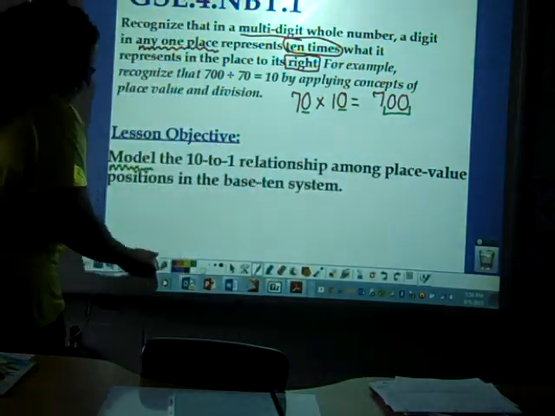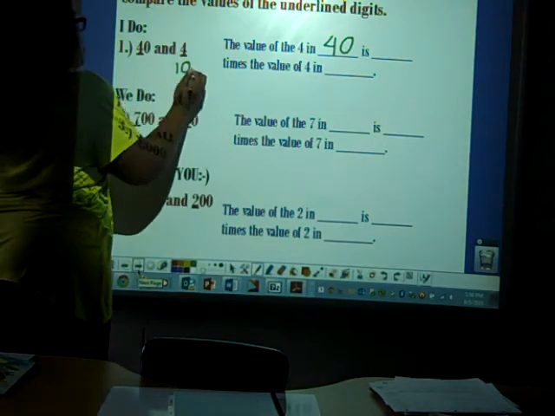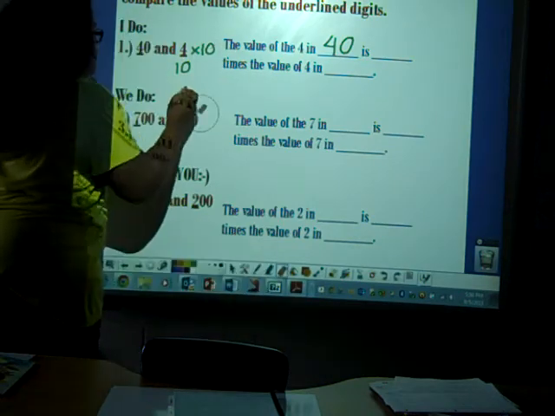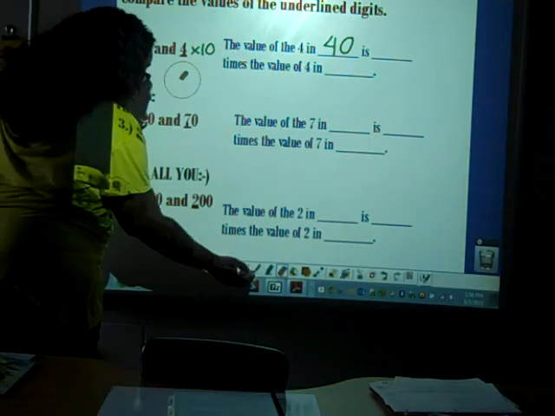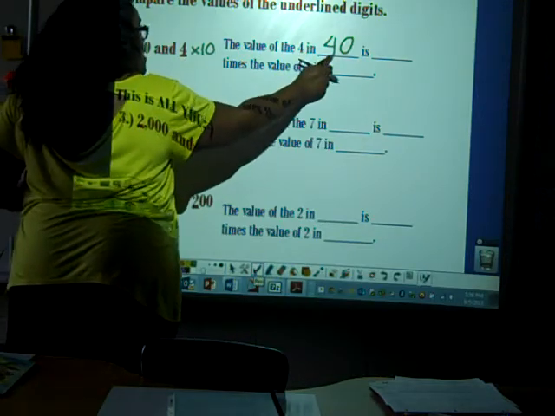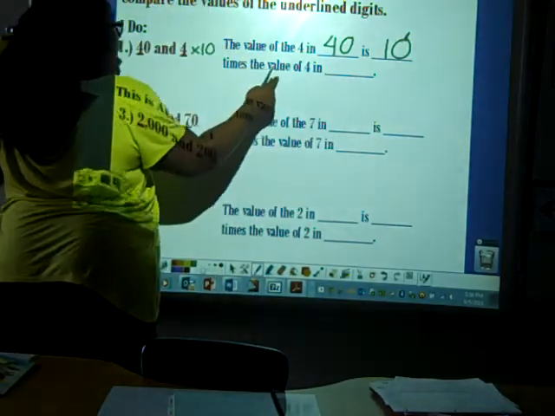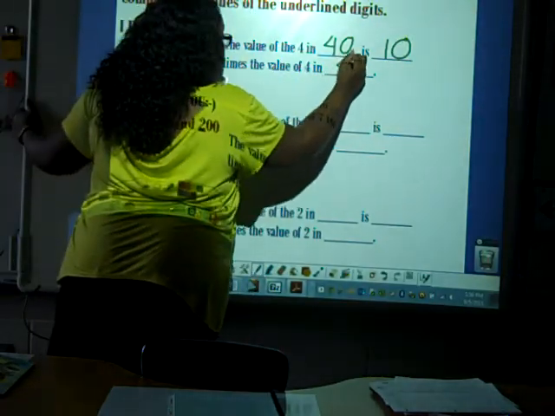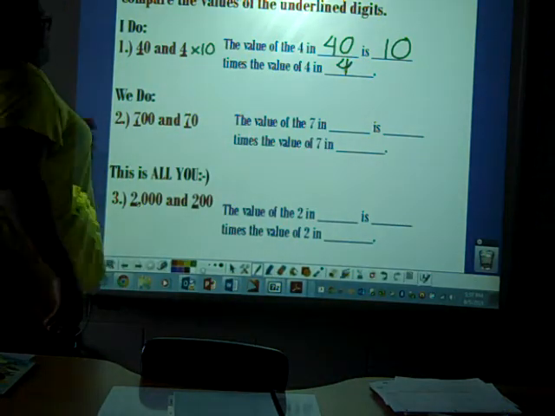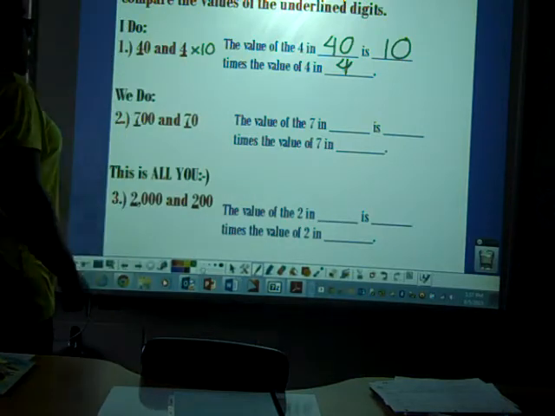Okay? So let's go back to that problem, the I do problem. So if I multiply 4 times 10, it's going to give me 40. So the value of the 4 in 40 is 10 times the value of 4 in 4. Look at that. All right, so let's do this together. Grab your pencil. Let's go.